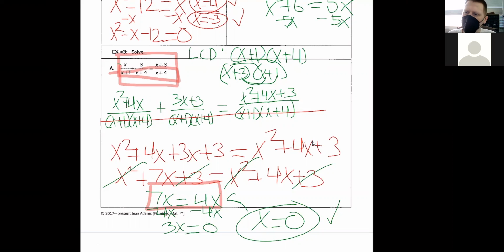Just make sure that if you plug them back in, you don't cause any issues. And the main issue, like I said, would be if you plug it back in, are you going to get 0 on any of the denominators? And if you do, that's extraneous. That's really what you've got to be looking for.